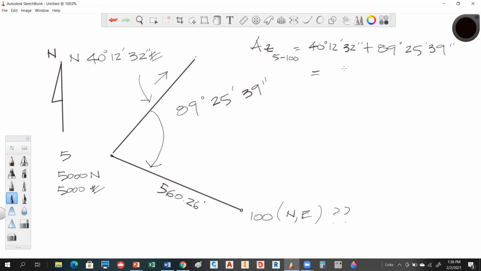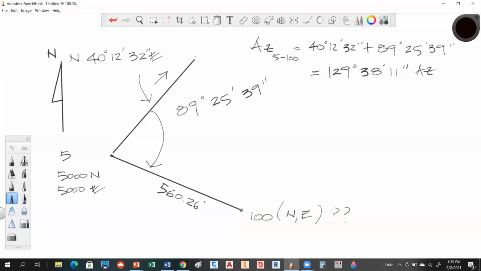Let's see if you guys can verify this. I got 129, 38, 11, and that would be my azimuth. I just made this up, so if you guys see something different, let me know. Anybody agree with that? Yeah, that's right. Okay, cool.